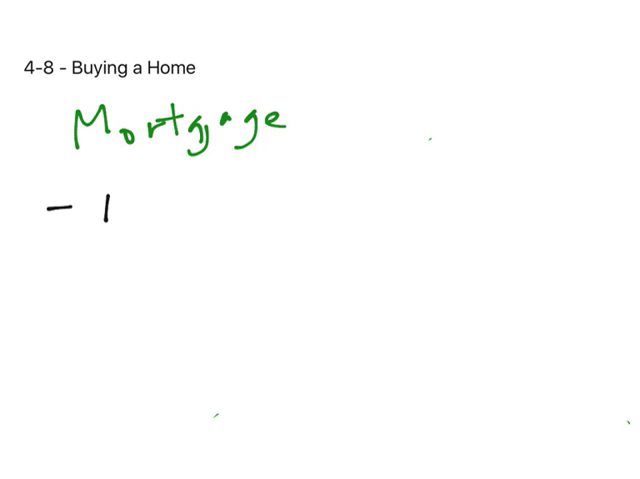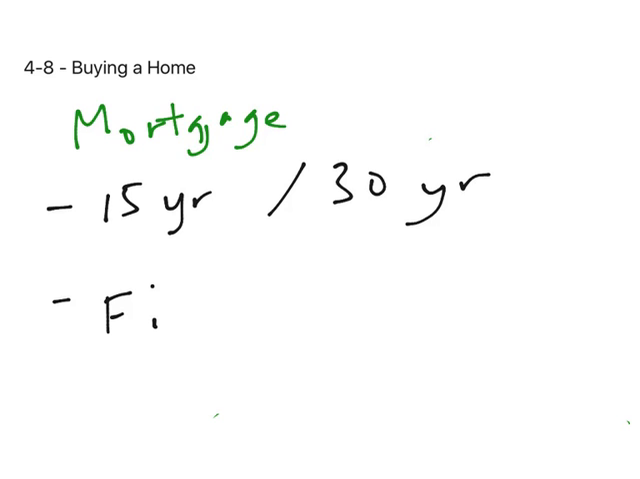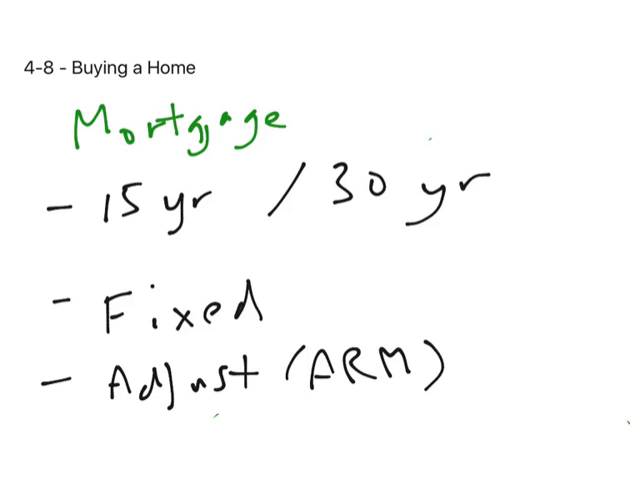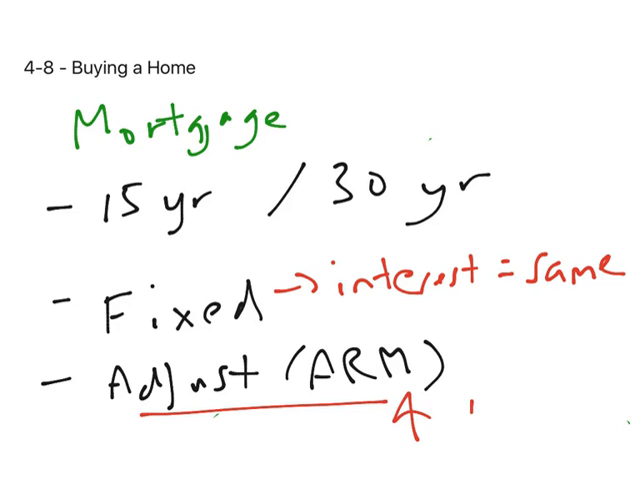Types of mortgage. The most common types of mortgage are either 15-year or 30 years. They could be fixed rate, or they could be adjustable rate. Fixed means that the interest is always the same, so you know exactly how much you're paying every single month. Right now I'm paying a fixed rate mortgage, so I know exactly how much I have to pay every month for my mortgage. If you have an adjustable rate mortgage, that means the interest can go up or down depending on the economy.